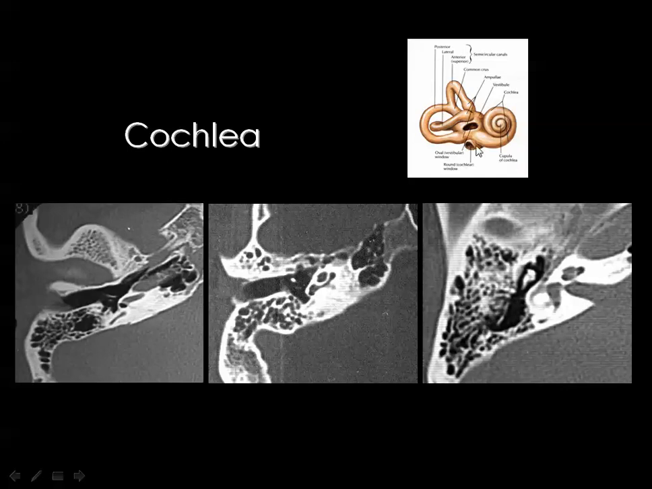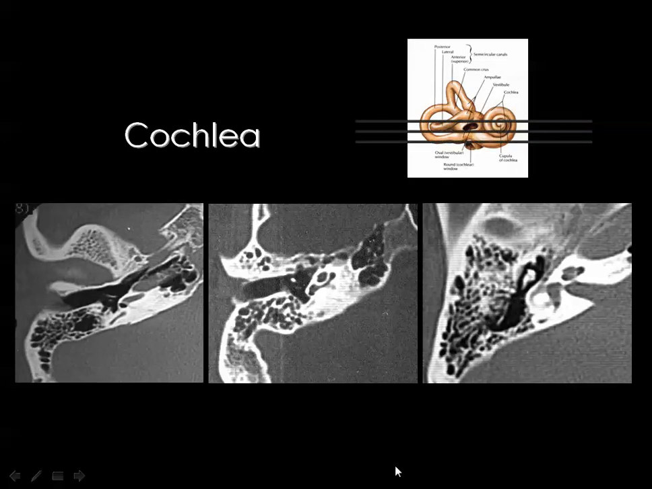Then in order to see the basal turn of the cochlea, you go further down, and this is the basal turn of the cochlea ending by a small dot of air, and this is known as the niche of the round window. Then this is the dome of the cochlea, this is 1.5 turns of the cochlea, and this is the basal turn of the cochlea ending by the niche of the round window.